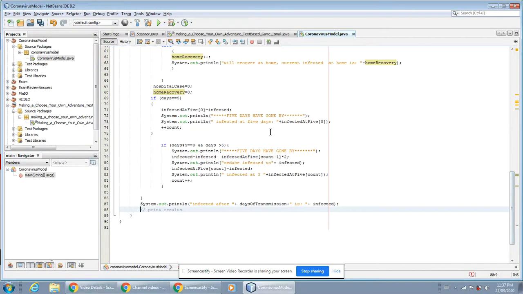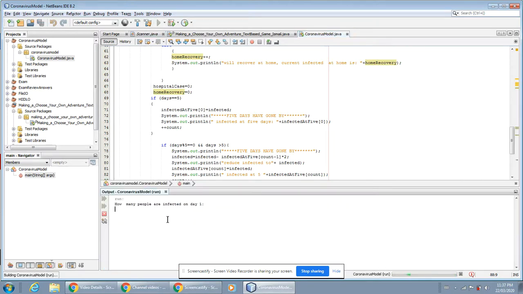So welcome to part two. I just walked you through the code, and now what I want to do is run it. So let's run it for a simulation where we have one person infected on day one.